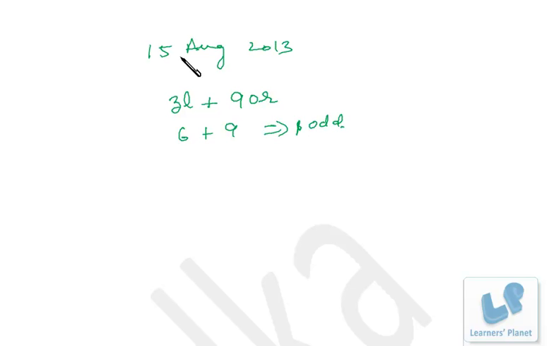Now we have to go till 15th August. January 3, February 0, March 3, April, May, June, July, and August is 1, because 15 divided by 7, 1 is the remainder. Now 3 and 3, 6 and 1, 7. So we are left with 3 odd days. So 3 and this one, 4. That means Thursday. So 15th August 2013 will be a Thursday.